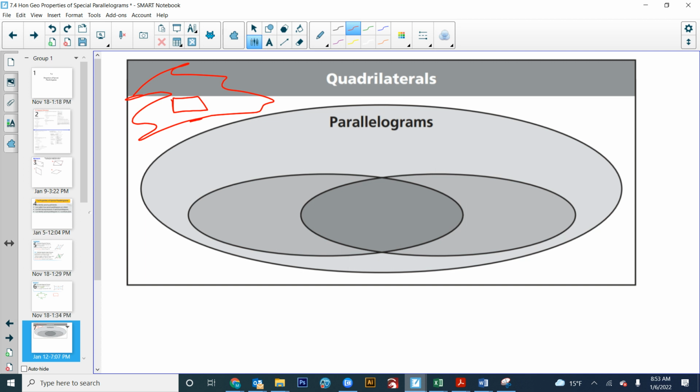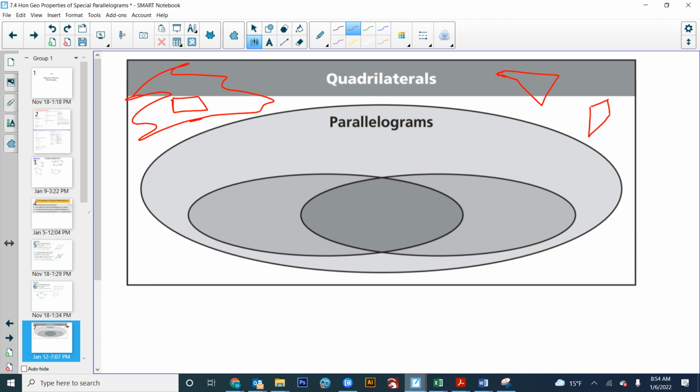How about kites? Have you learned about kites yet? No. The geometric shape of kite? No. It's actually the same as what you fly. Okay. Kites are not parallelograms. That is not a parallelogram. It's a four-sided polygon. Not a parallelogram. All right, then we have parallelograms.